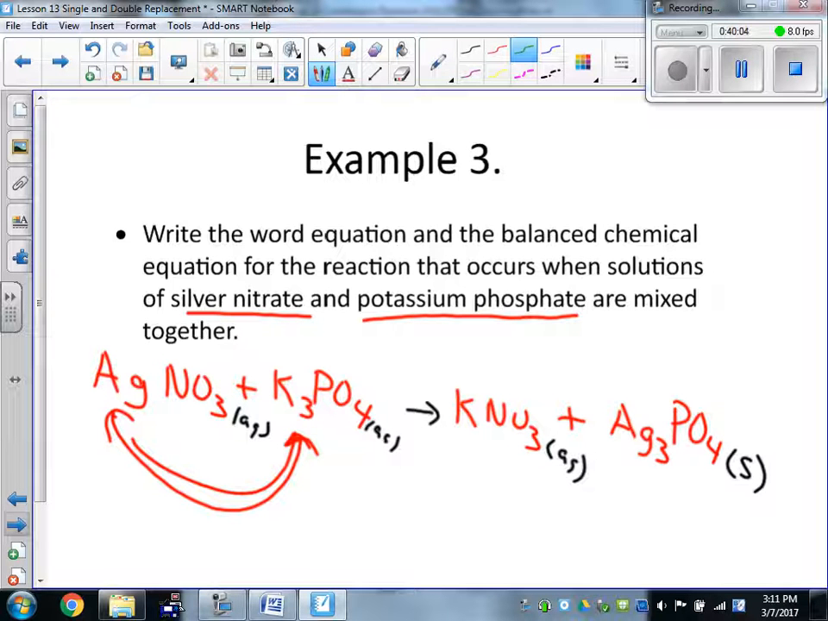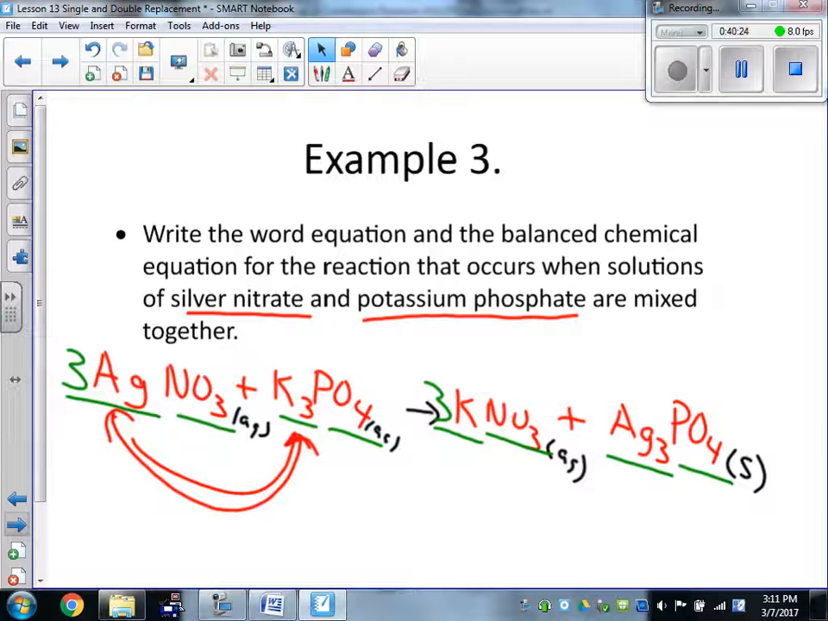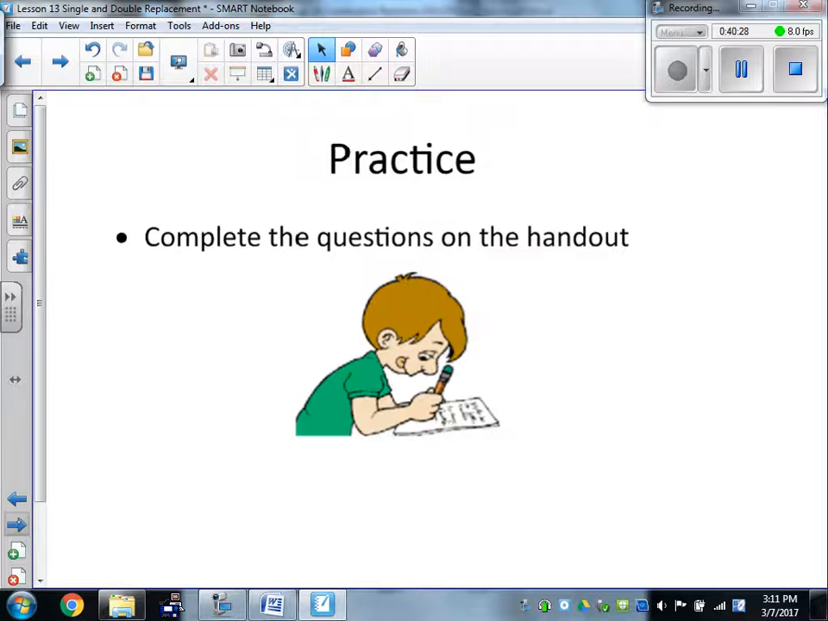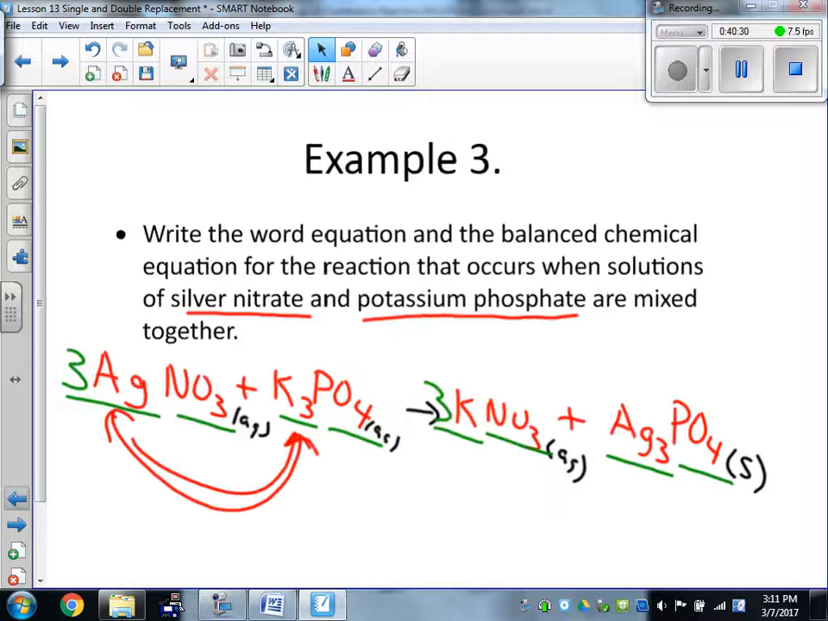Balancing. 1 silver, 3 silvers. So 3 AGs, 3 AGs. 3 NO3s, 3 NO3s. 3 Ks, 3 Ks. A PO4 and a PO4. And it looks like that is good. Okay? All right. You guys have some practice in Google Classroom now. It's there now.